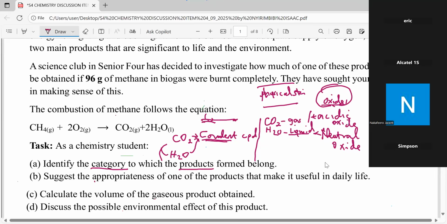Yes. For me, the question said identify the category to which the products belong. I think you could explain acidic oxide and neutral oxide, or you can even explain covalent compounds. It can have any of the categories and it remains correct. My question is how do you explain the part of neutral oxide and acidic oxide? I'm going to give you that in a few minutes. I'm going to present my responses there, and you'll be able to see it.